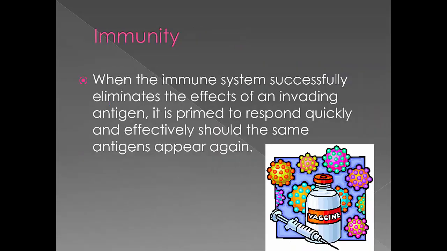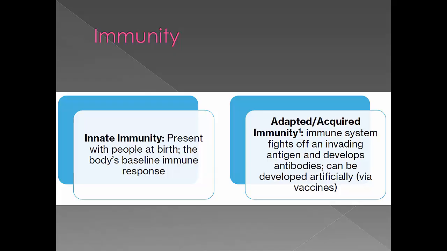Immunity occurs when the immune system successfully eliminates the effects of an invading antigen. The body is primed to respond quickly and effectively should the same antigen appear again. We have a couple different types of immunity. We have innate immunity and adapted or acquired immunity.